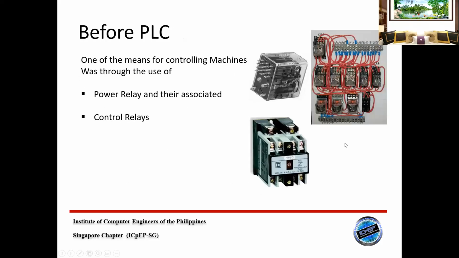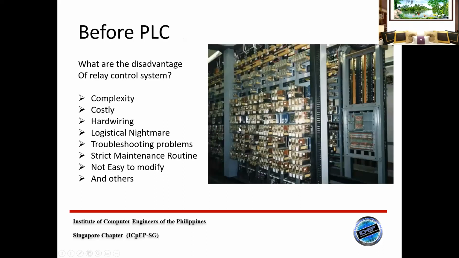So before the PLC, one of the means for controlling a machine was the use of power relays and their associated control relays. If you can see, this is the board used for controlling the machine before the PLC had started.